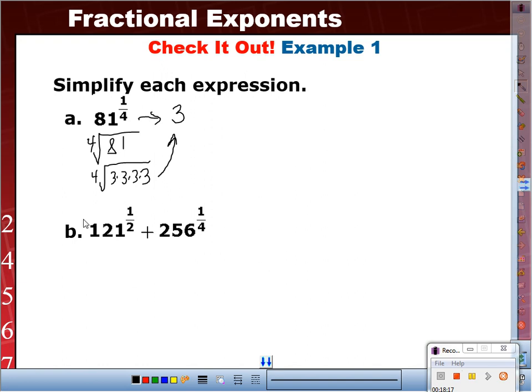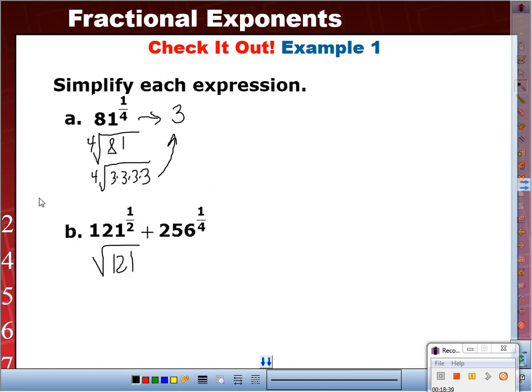Therefore, this is 3. Okay? Let's see. How about this one? Help me with this one. Brenda, what do I write? Square root. We don't write the 2 because it's invisible, but we write inside what? 121. What does that mean? Square root of 121.